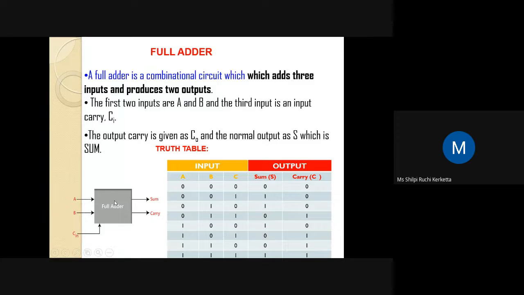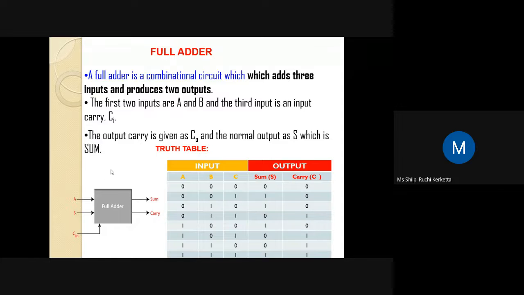To add 2-bit numbers, we will cascade this full adder. We will put one after the other in series, and we can add 2-bit numbers. For 3-bit numbers we will use three of these adders. For 4-bit numbers, we will put four full adders. That's why we are not going beyond the full adder: with it you can add 2-bit, 3-bit, 4-bit, 8-bit numbers. That's why we don't go beyond three-input adders.